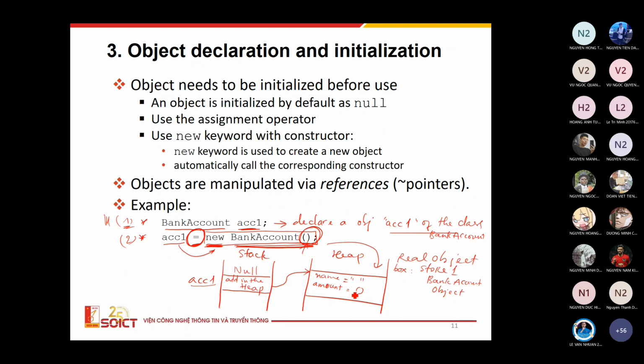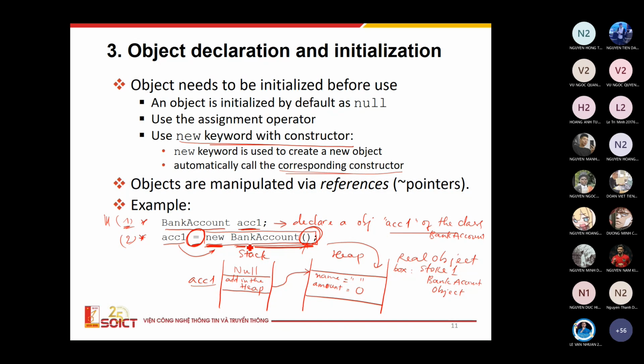Thế còn muốn tạo ra vùng nhớ để lưu đối tượng thực sự thì các bạn phải dùng toán tử new cùng với một constructor nhé. Toán tử new này được dùng để tạo ra một đối tượng mới, và đối tượng mới đó sẽ được tạo ra tương ứng với cả constructor viết đằng sau. Ví dụ ở đây chúng ta viết là new BankAccount đóng mở ngoặc. Thì thao tác này sẽ tạo một vùng nhớ ở bên heap. Cứ nhìn thấy toán tử new thì nghĩa là tạo ra một vùng nhớ mới ở bên heap.